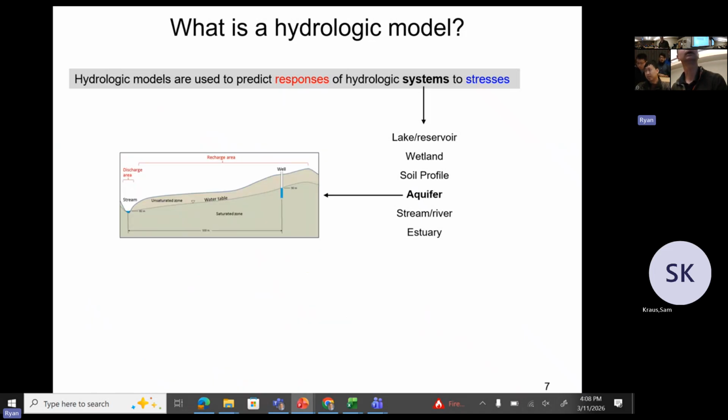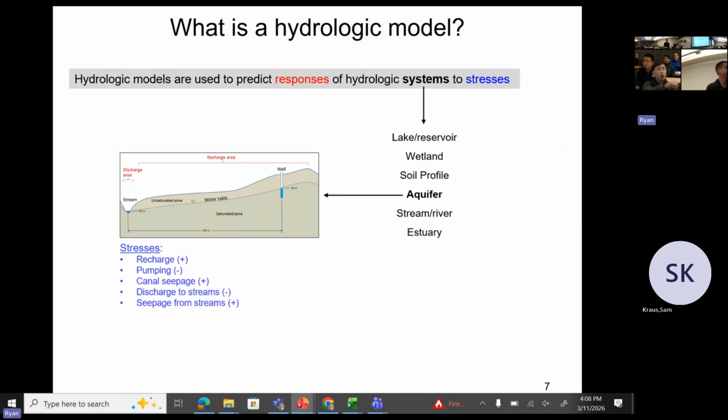Now let's look at an aquifer. So here's our water table. This is an unconfined aquifer. We have a well here that's monitoring the water table, and we have a stream over here. And if we're interested in how much groundwater we have, we can do the same approach, treating this aquifer as a control volume.